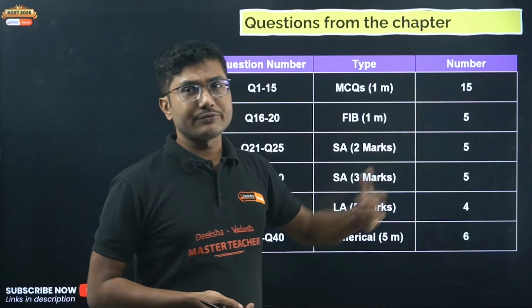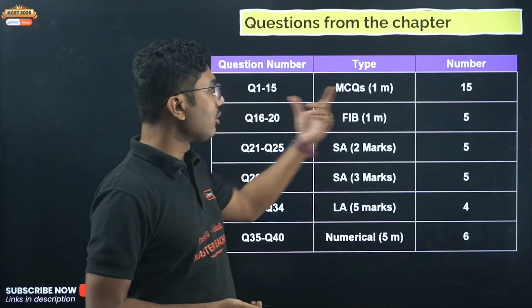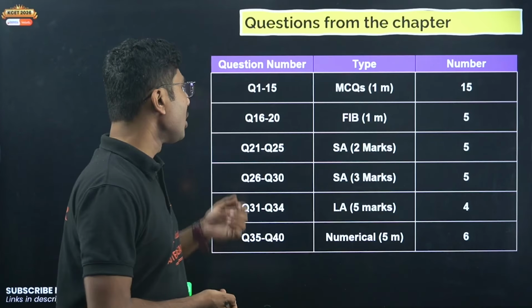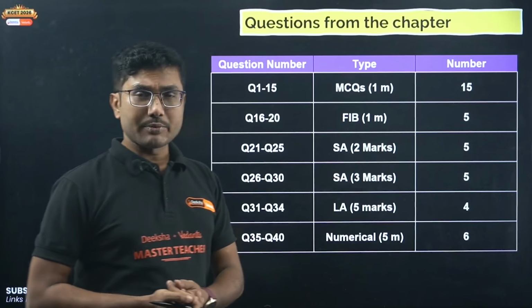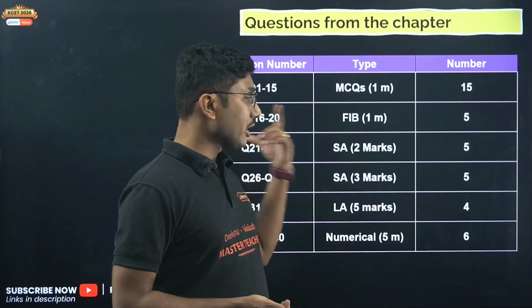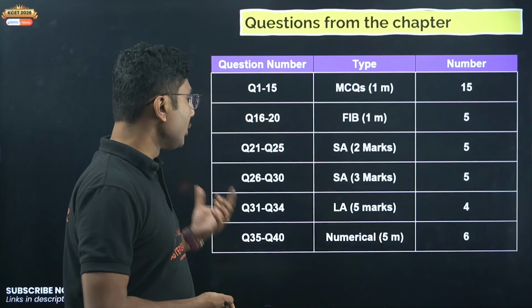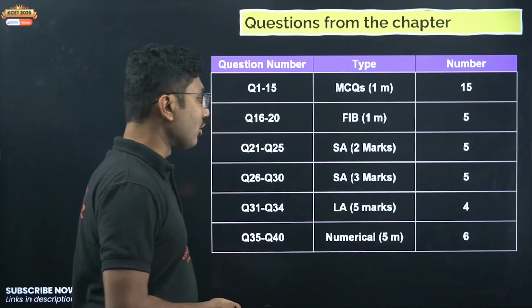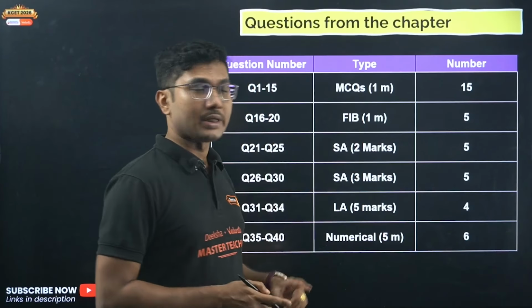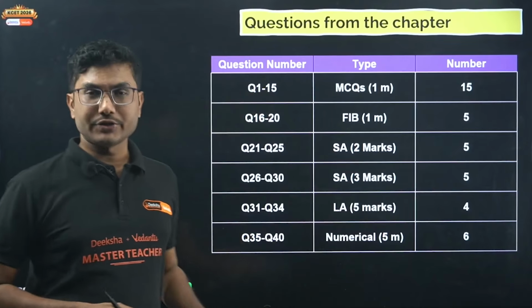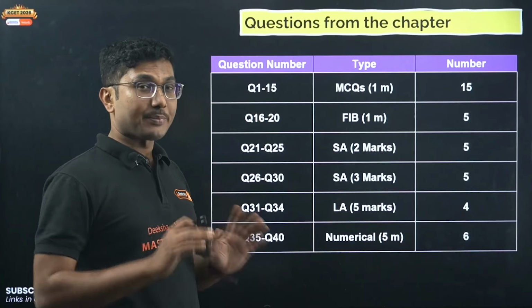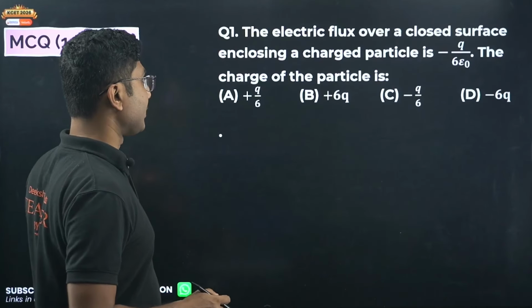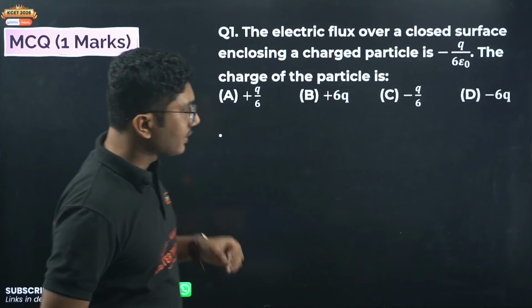We are going to discuss 15 MCQs. We will also be discussing 5 fill in the blanks. We will be discussing 5 short answer type 2 marker questions and 5 short answer type 3 marker questions. We will be discussing 4 very important derivations from this chapter, and also 6 numericals from this chapter. So if you watch, the entire chapter will be covered through this one lecture. Now let's continue with the first question.